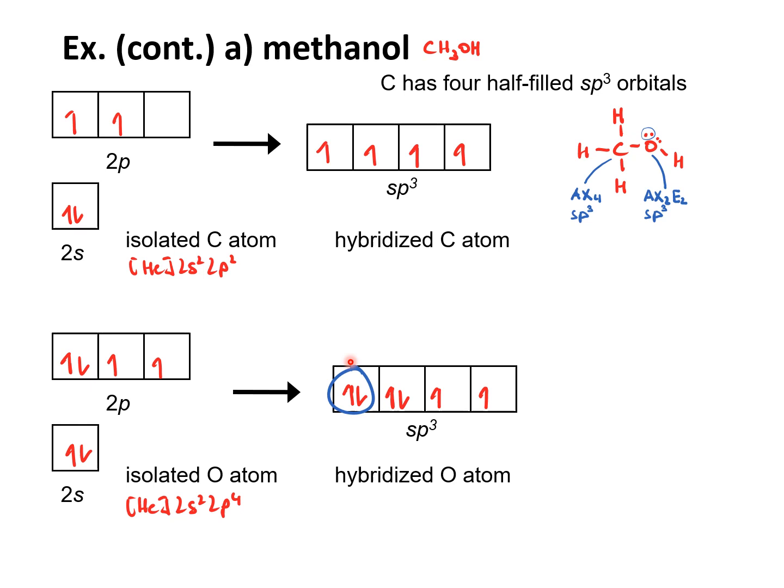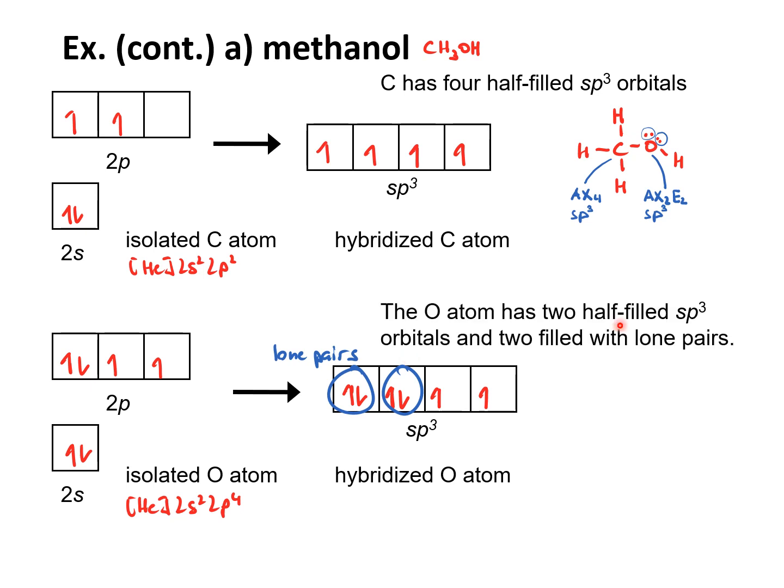So we can see that we have 2 pairs of non-bonding electrons. And this is where the non-bonding electrons occur, in 2 of the sp3 hybridized orbitals. So those are the lone pairs. And we see that oxygen has 2 half-filled sp3 hybridized orbitals. So these are the half-filled orbitals, and 2 filled orbitals that are the lone pairs on oxygen.